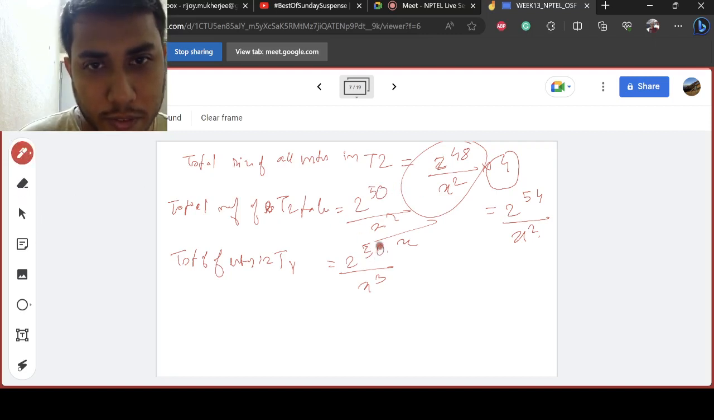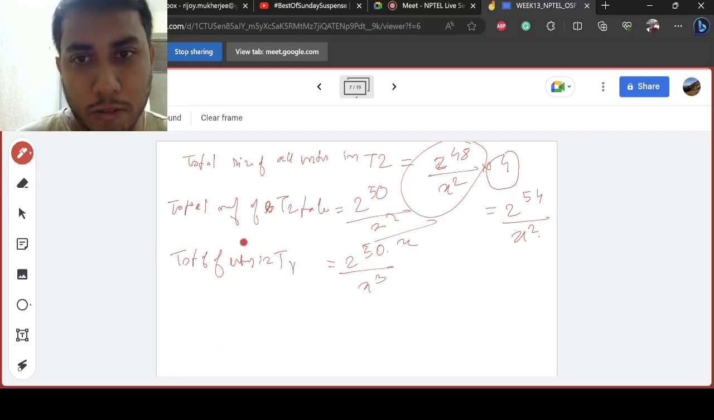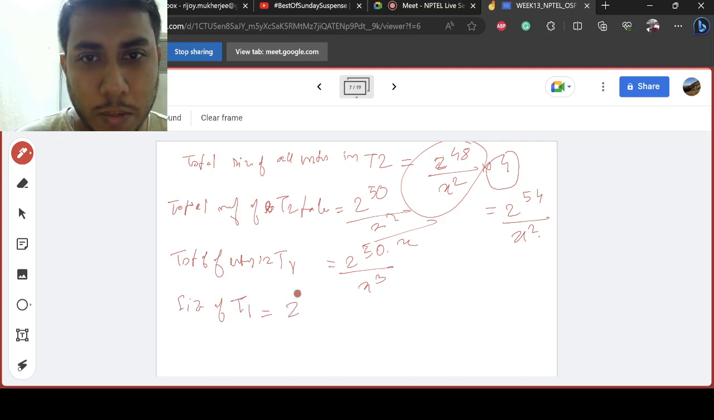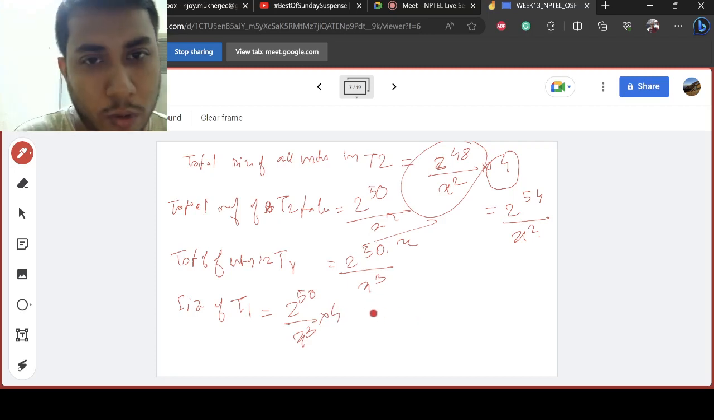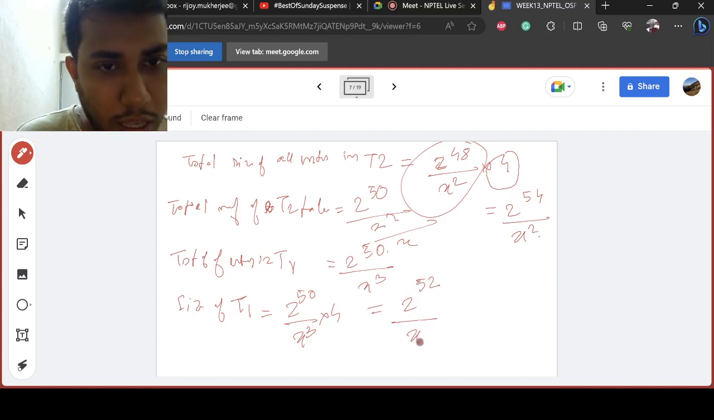50, right? That is the total number of entries in T1. So the size of T1 is 2 to the power of 50 divided by x cube, into 4, because each entry is again 4 bytes, so that will come down to 2 to the power of 52 divided by x cube.